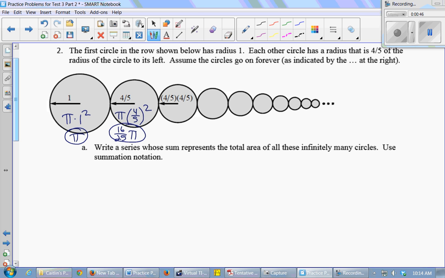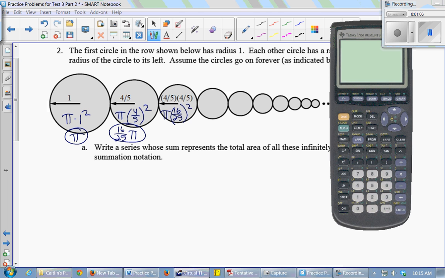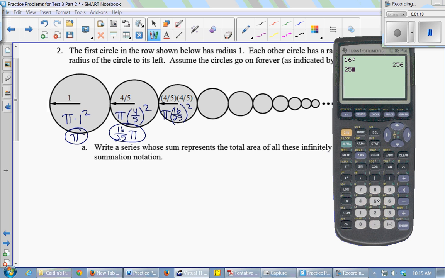And then the third circle, its area is going to be pi times, the radius is 4/5 times 4/5, so that's 16/25 squared, which is... Can't quite do that in my head. So I've got 16 squared and 25 squared, 256 over 625 pi.